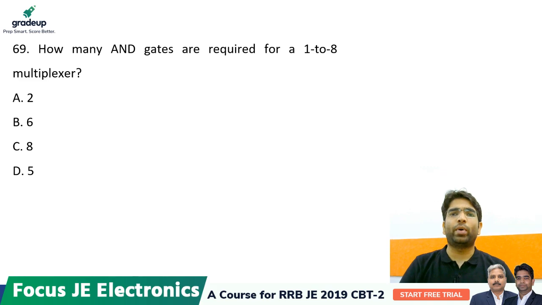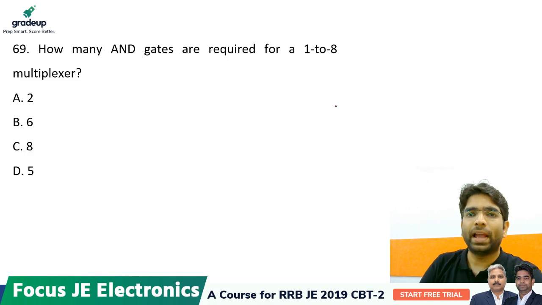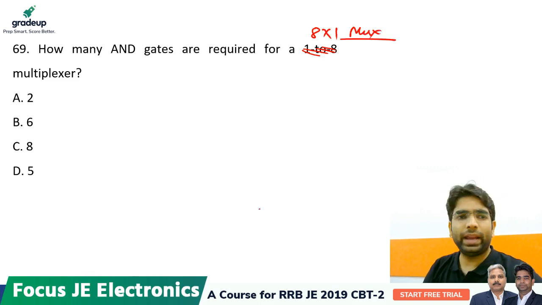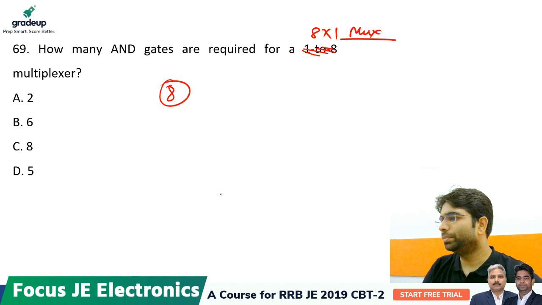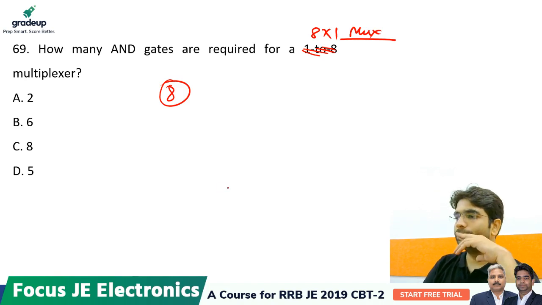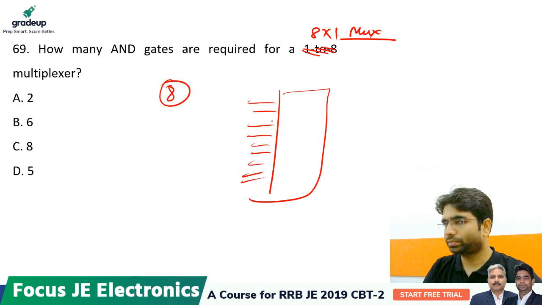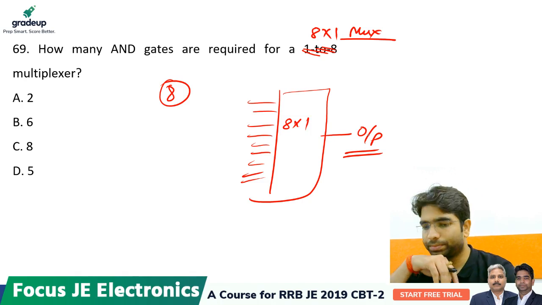How many AND gates are required for a 1:8 multiplexer? Actually, it should be an 8:1 multiplexer, 8 cross 1 mux. 8 AND gates are required. The number of inputs to a mux will be equal to the number of AND gates required. It is an 8 cross 1 mux, so 8 AND gates will be required.